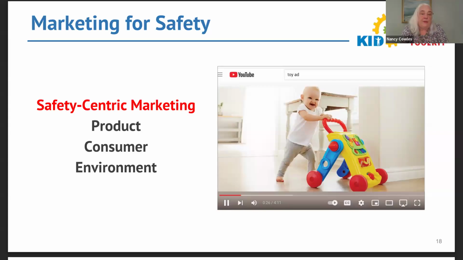We worked with one company because one of their ads for a completely unrelated product showed a dad checking in on a baby in a very unsafe sleep situation. We were able to tell them, you can't show that because you're just normalizing it for families, and they took it down. So you want to work with your marketers as well, and we have a lot of advice on that. Next slide.